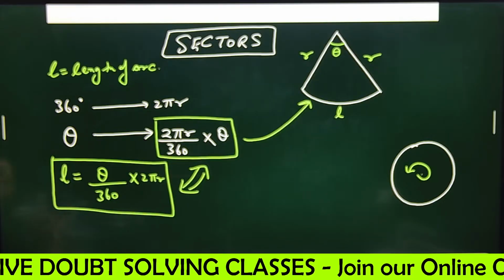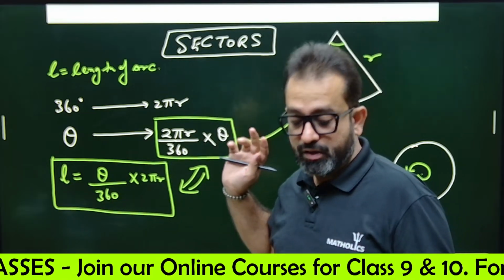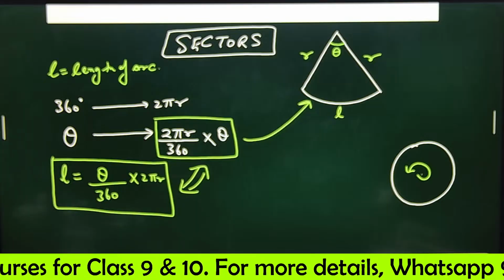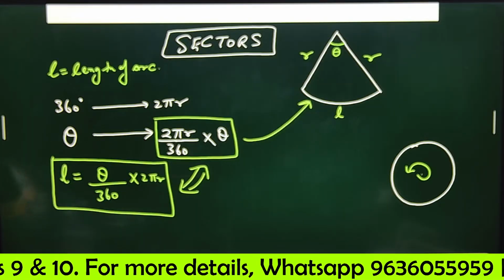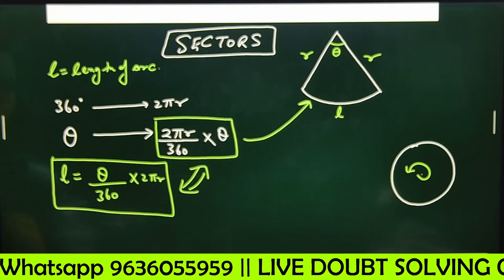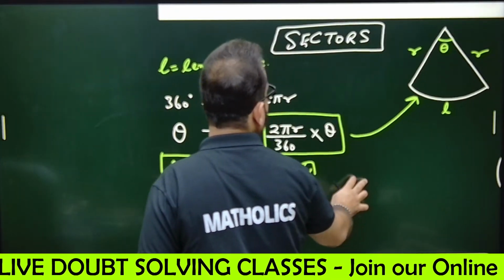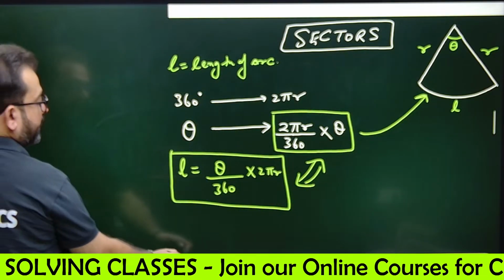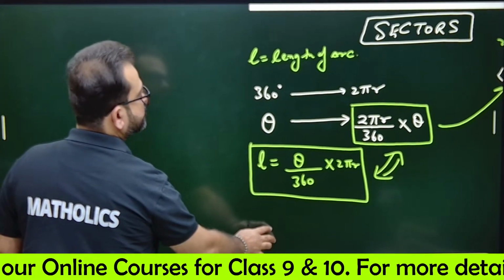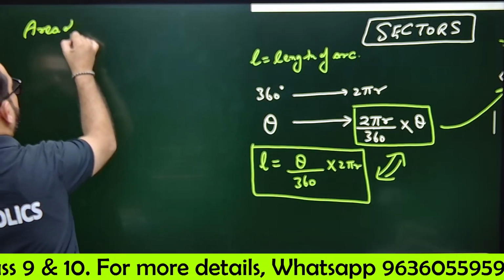Okay, sir. See, so this was how length of arc came, right? Now we'll be having full control over area of the sector. How to find area of this sector? See, if this is clear, you'll have the formula for area of sector. Now I have to find the formula for area of sector.